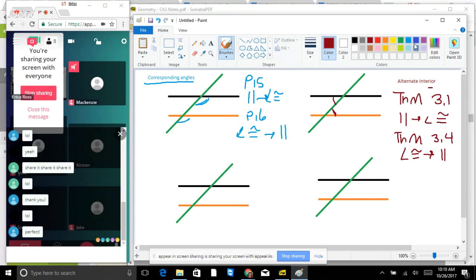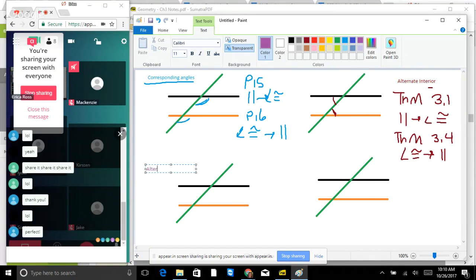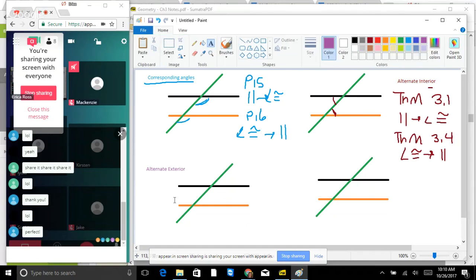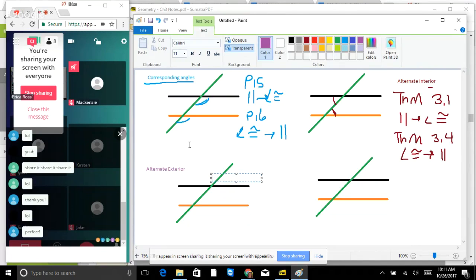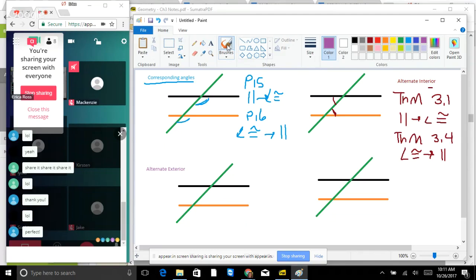Review. Okay, so now let's go purple. Okay, purple, we're going to talk about alternate exterior angles. Alternate exterior. All right, alternate, again, opposite sides. Exterior means outside. So we got this angle and this angle.